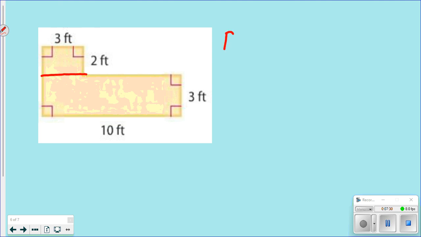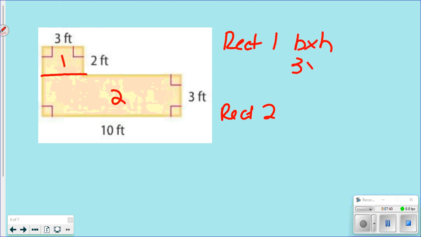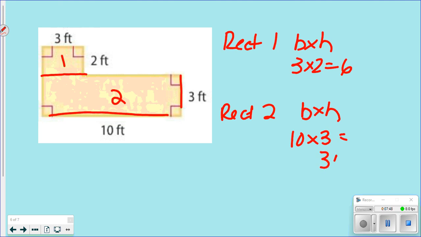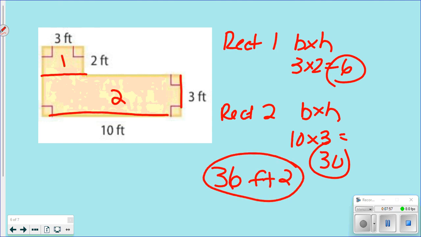So I'm going to do rectangle 1 and rectangle 2. So this is 2, I'm going to make this 1. And I know base times height. My top one is 3 by 2, and that's 6. My bottom one is 10 by 3, and that's 30. I'm going to add them together, which is a really simple one, and I would get 36 feet squared.